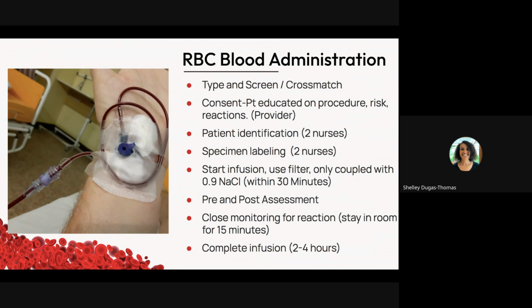The monitoring usually takes place within the first 15 minutes. That's when there's high risk for reactions. You want to observe closely. You do not leave the room. And then you continue hourly assessments. But you also want to keep the patient's condition in mind. If your patient is at high risk for fluid volume overload or is showing really low oxygen status, you may have to provide more frequent checks on your patient.